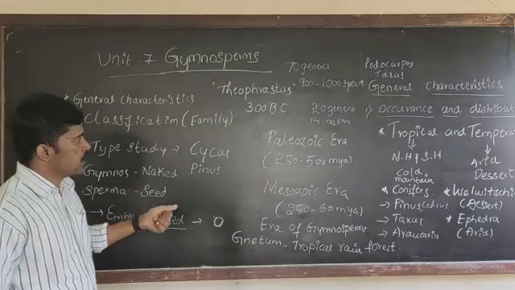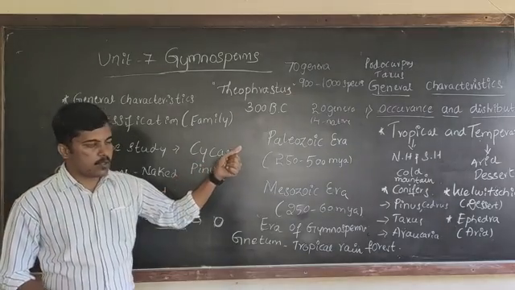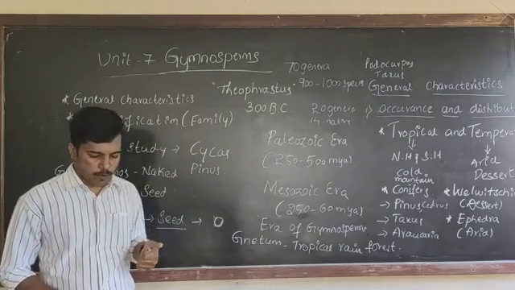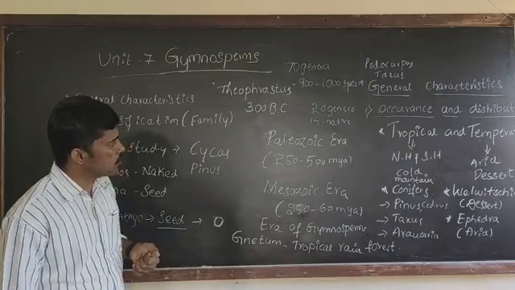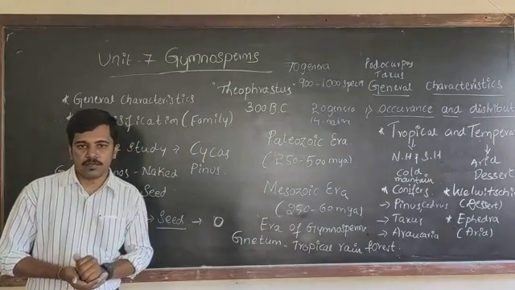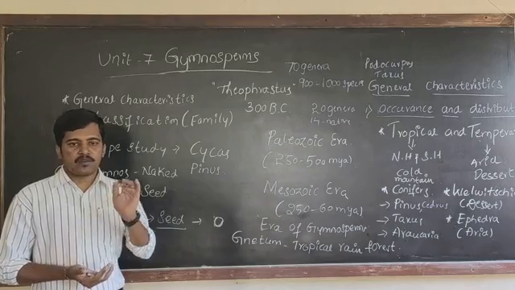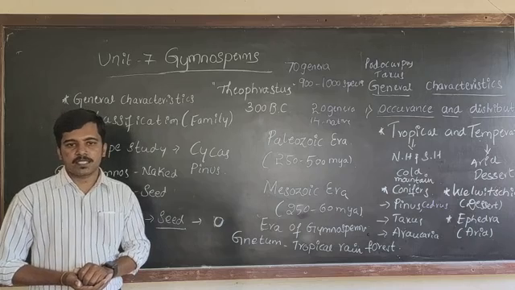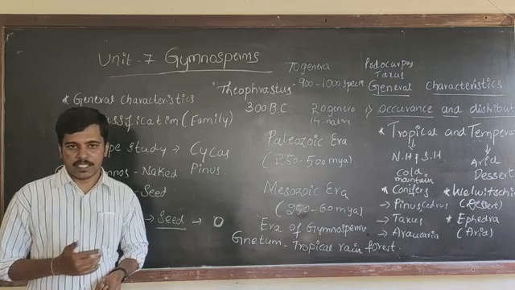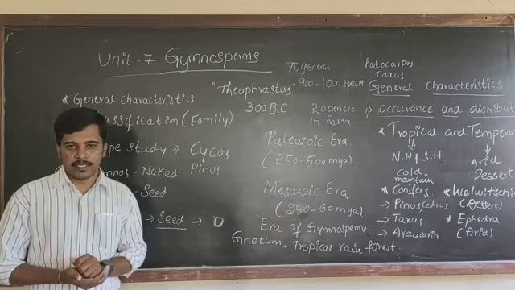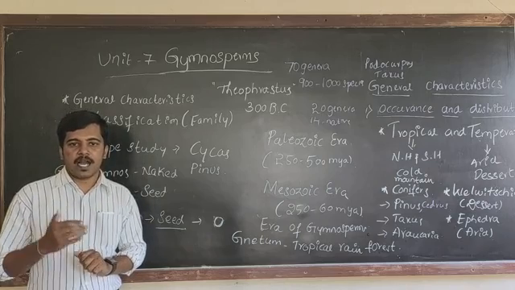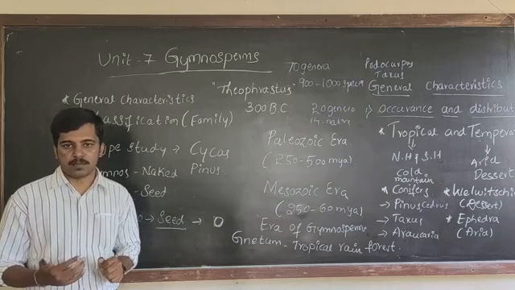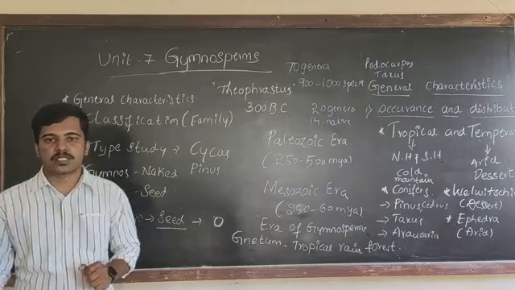So this is the general introduction, particularly about the occurrence and distribution, and the habit and habitat of the gymnosperms. Next, we will move on to the external morphology of gymnosperms. The plant body is sporophytic in nature, and it is well differentiated into root, stem, and leaves.